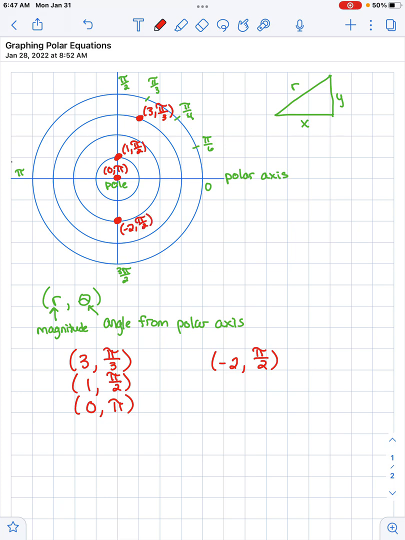Can you tell me, is there another point that has the exact same location on this polar grid? I want you to pause for a moment. Is there another point you can tell me that would land in the exact same spot?